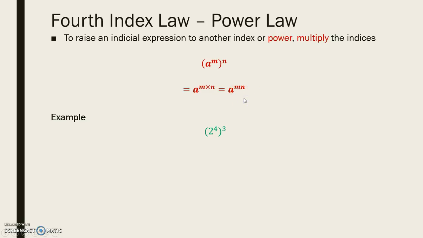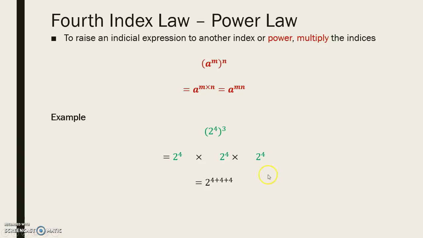And here's an example of why this works. So there's 2 to the power of 4, that's our internal expression, and we're putting that to the cubed or third power. So what this means is 2 to the power of 4 multiplied by 2 to the power of 4 multiplied by 2 to the power of 4. That's 3 times. That's what that cube there means.